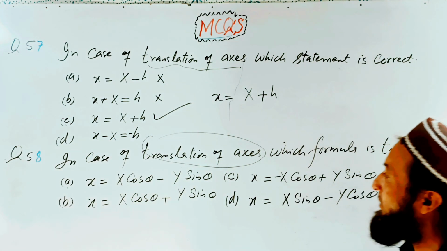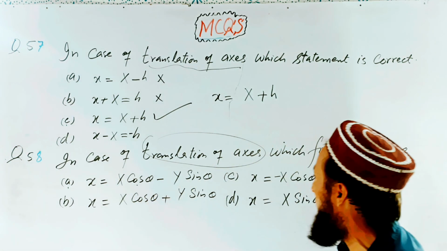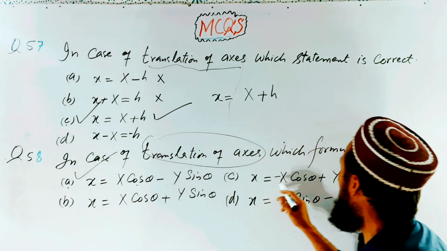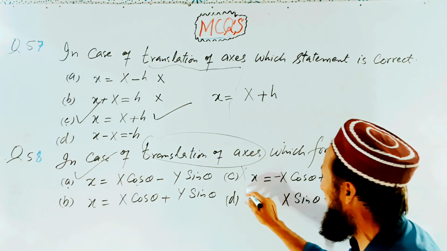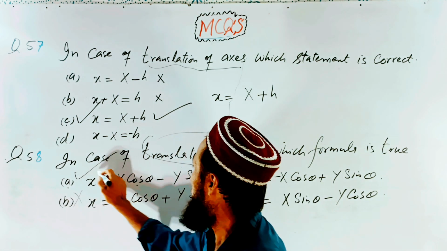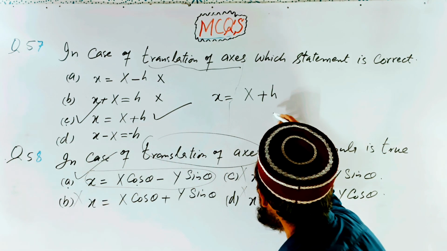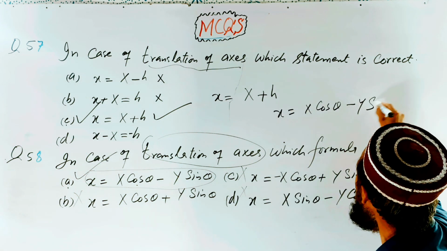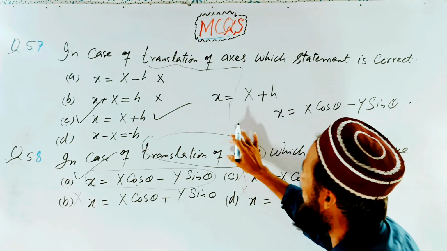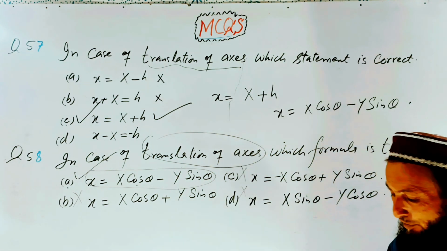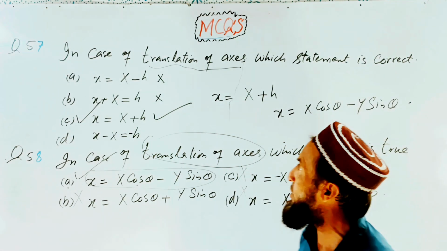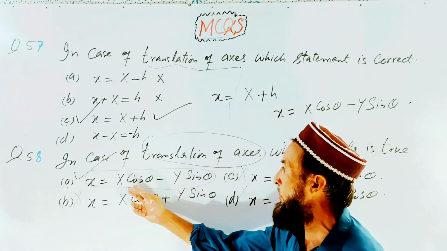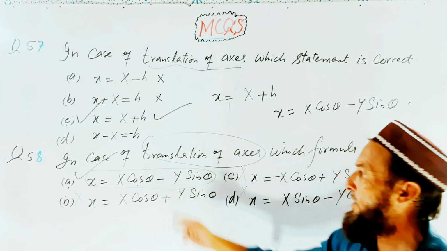In the case of rotation, x is equal to x cos theta minus y sin theta, this statement is correct, and C is the correct option. The other formulas are not correct. D and B are not correct. We are using these two substitutions: x is equal to x plus h in the case of translation of axis, and in the trigonometric ratio case, small x is equal to x cos theta minus y sin theta.